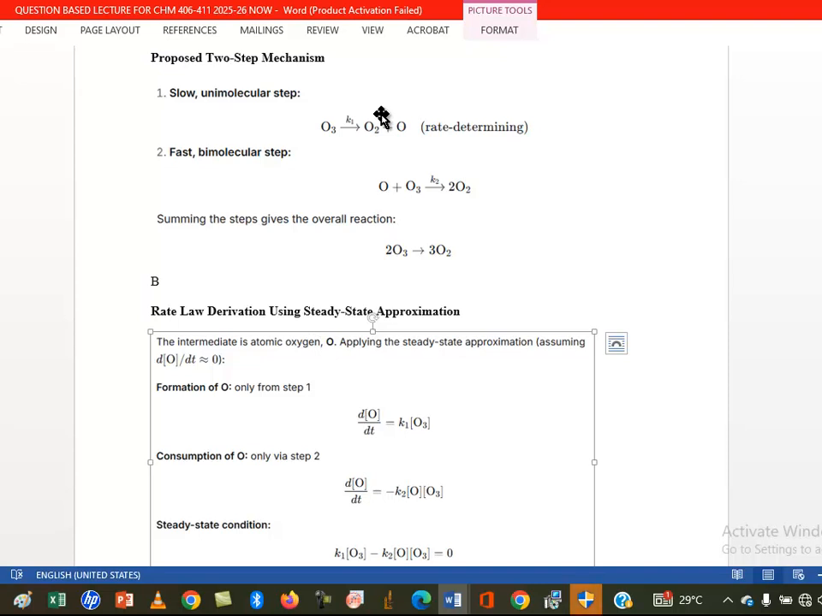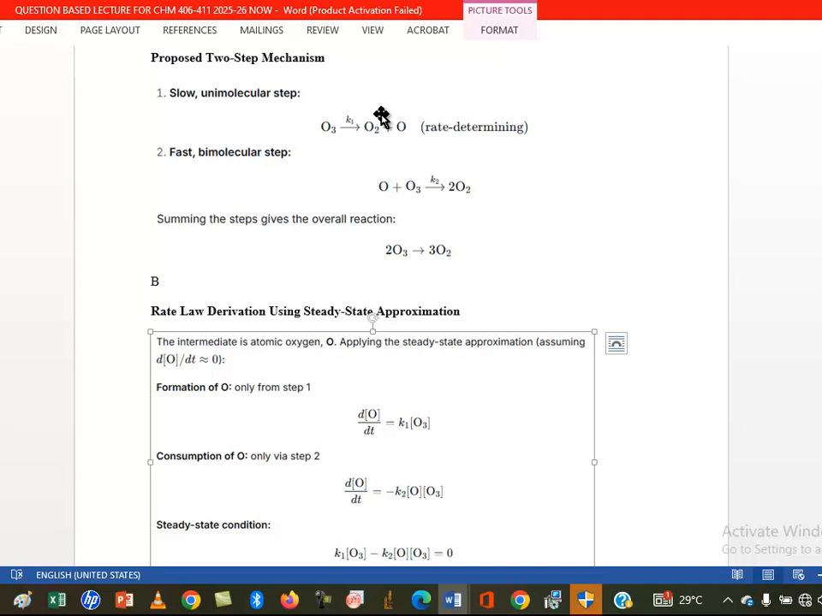So to write a steady state approximation for the intermediate, you do d[O]/dt, which is what you can see here. d[O]/dt for this first step will be equal to K1[O3]. For the second step, it will be 2K2[O3][O], which is what you have here. So that's step 1 and step 2.